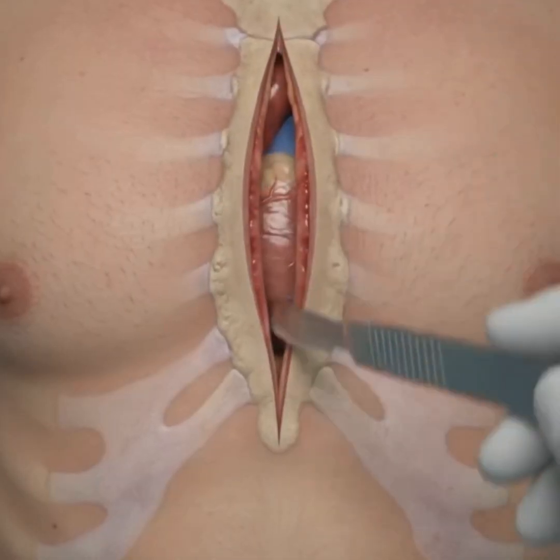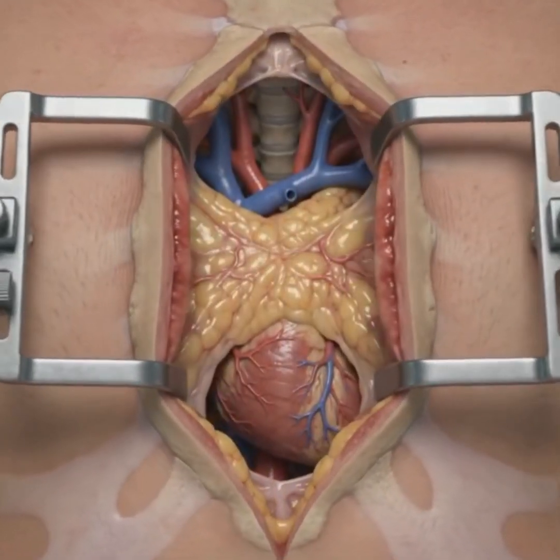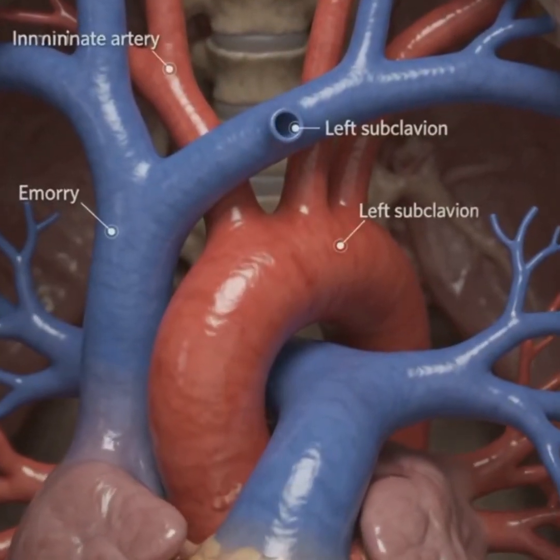The surgeon makes a vertical midline incision. The sternum is cut down the middle. Retractors are placed to expose the mediastinum. Dissecting fat reveals the left innominate vein. This is followed by the aortic arch and its major branches.